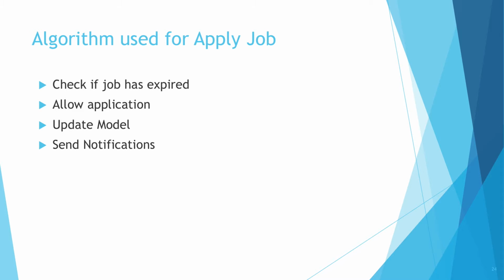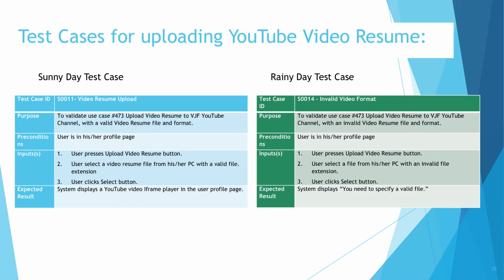The algorithm for applying for a job, we check if the job has expired. If it hasn't, then we allow application for the student. Student applies, we update the model, then we send out notifications.